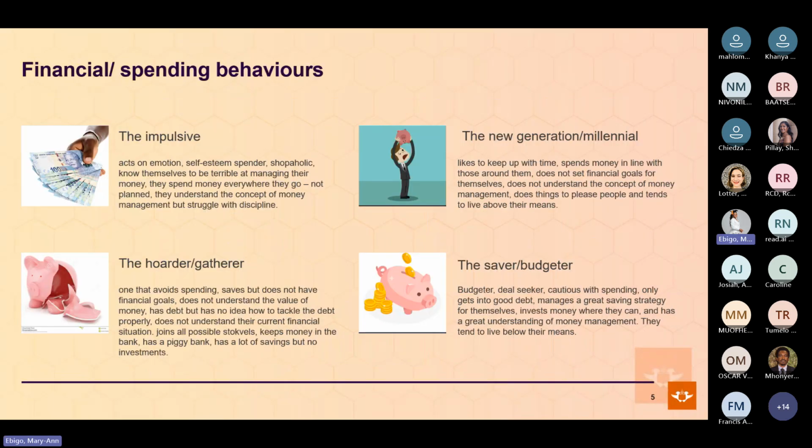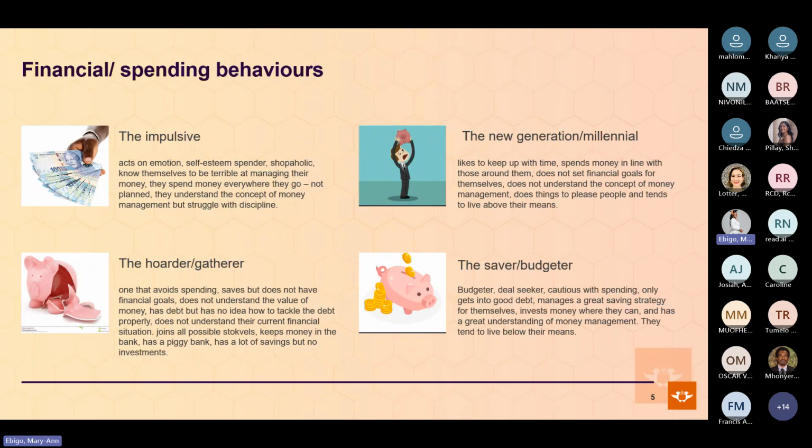So when it comes to budgeting and identifying your spending behaviors, it's important to know what type of person you are when it comes to spending money. There are 4 common categories. The first is the impulsive. This is a person who acts on emotion. They're a self-esteem spender. For lack of a better word, you could call them a shopaholic. This is someone who says, I'm going to the store to buy bread, and then ends up coming home with lots of plastics because they got excited by the deals or the promotions that they saw at the store.